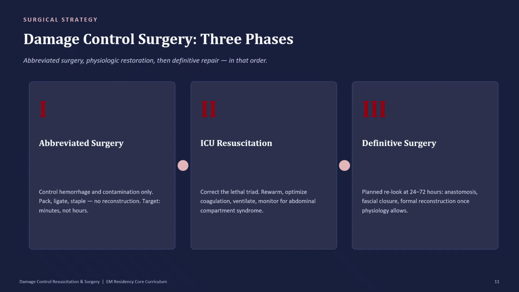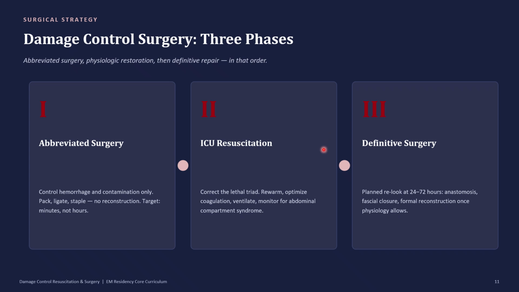The next part is damage control surgery. Damage control surgery has 3 phases: abbreviated surgery, physiologic restoration, and then definitive repair, in that order. These are the 3 stages of damage control surgery. Abbreviated surgery: concentrate on controlling the hemorrhage and removing the contamination only. Pack, ligate, staple. You don't try to reconstruct in the abbreviated surgery period. Target is minutes, not hours.